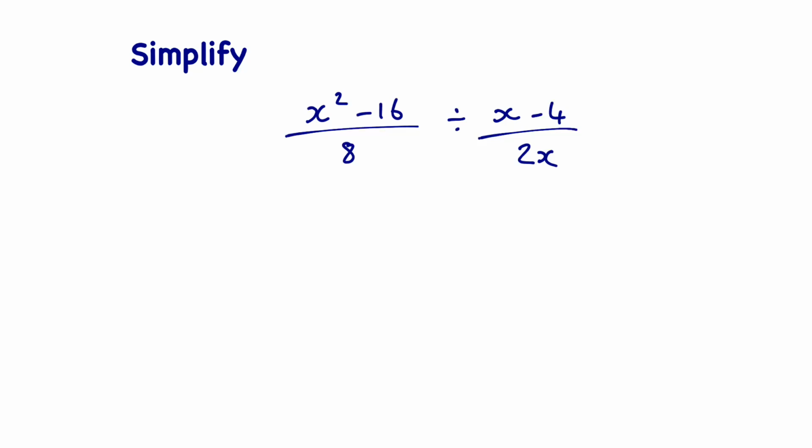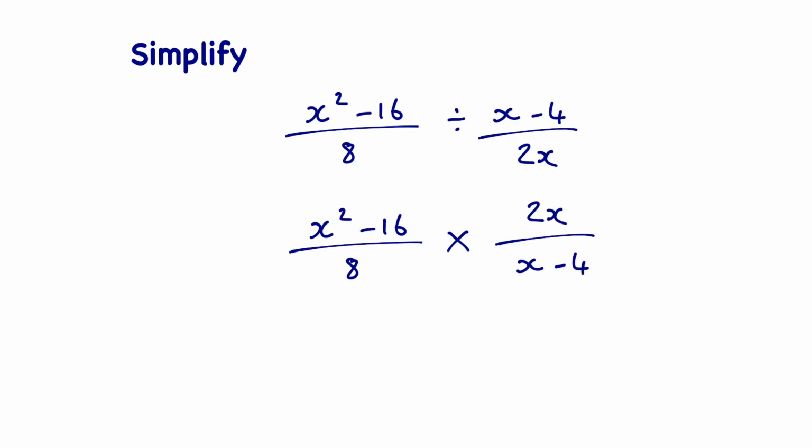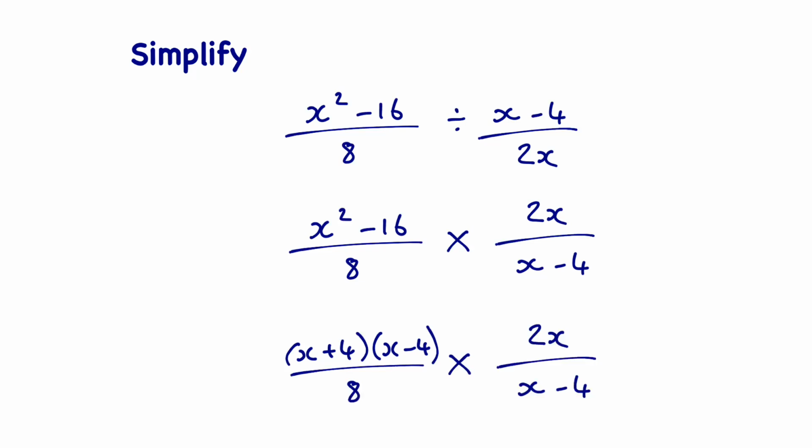We have another division, so first thing we'll do is we'll change the division sign to multiplication and turn this fraction upside down. Now, as I mentioned earlier, whenever you see a quadratic expression in a fraction, you always try and factorise it first. So I can see we have x squared minus 16, and that is going to be factorised using the difference between two squares, which gives us x plus 4 times x minus 4. There are no other quadratic expressions, so I just write all the other terms and expressions down.